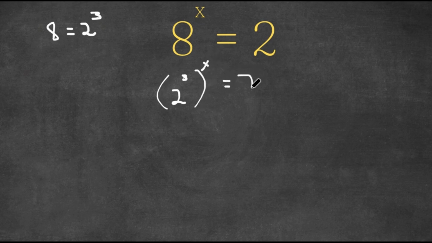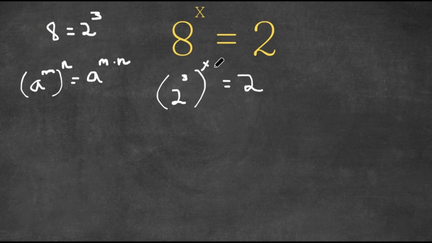equals 2. Now, if we have something in the form a to the power of m to the power of n, this is actually equal to a to the power of m times n. So for 2 to the power of 3 to the power of x, we would just multiply these two exponents because 3 in this case is m and x is n. So this would be 2 to the power of 3 times x. And this equals 2.